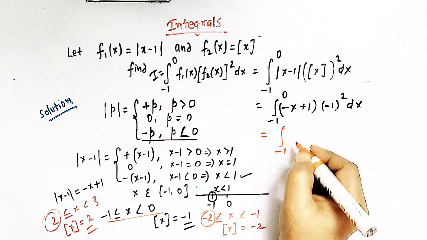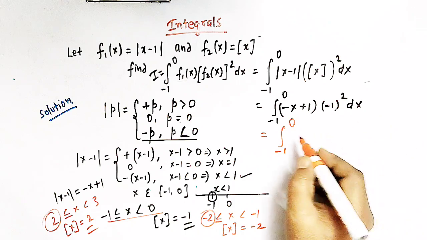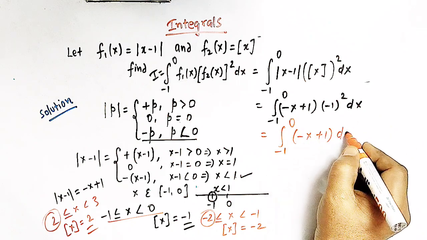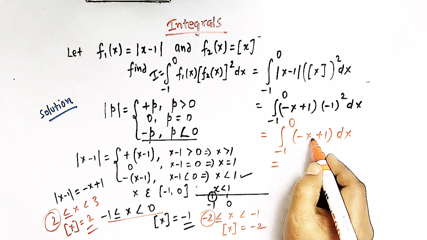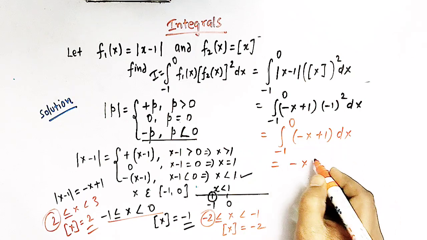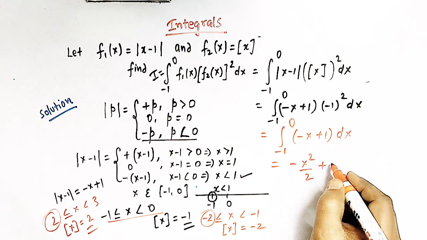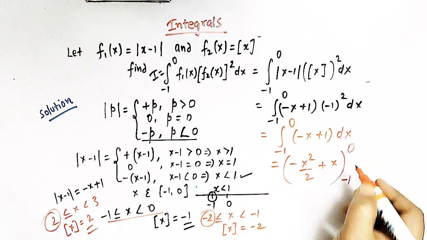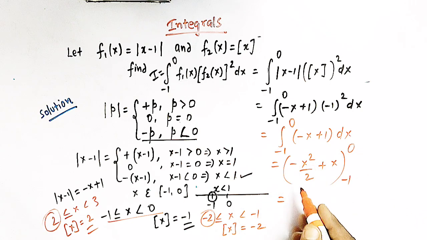We have -1 to 0. (-1) squared is +1, so we have simply minus x plus 1 and dx. Now the integral of minus x plus 1 is simply minus x squared over 2 plus x, since the integral of dx is simply x, and limits are from -1 to 0. So let us substitute the limits and we'll take the difference.